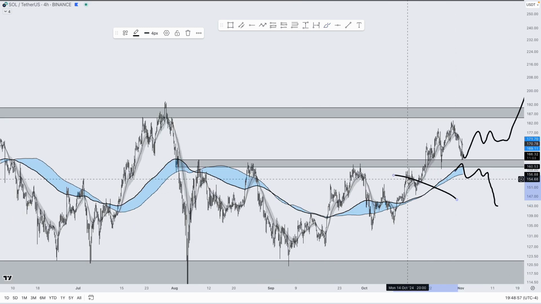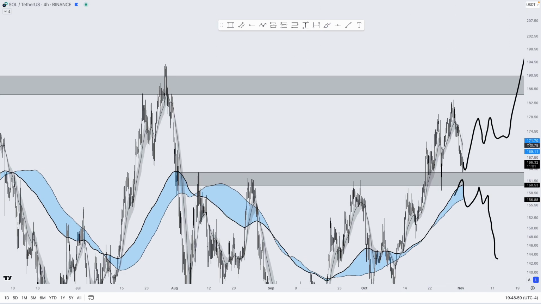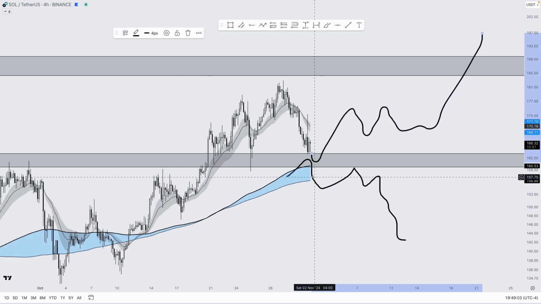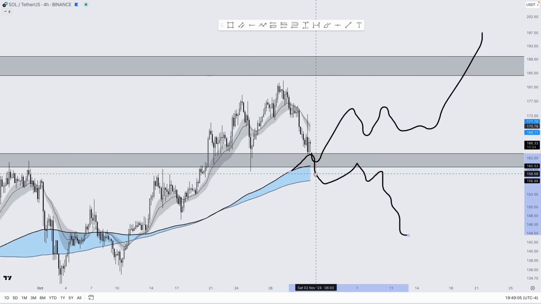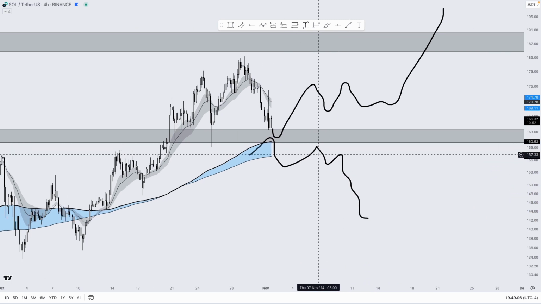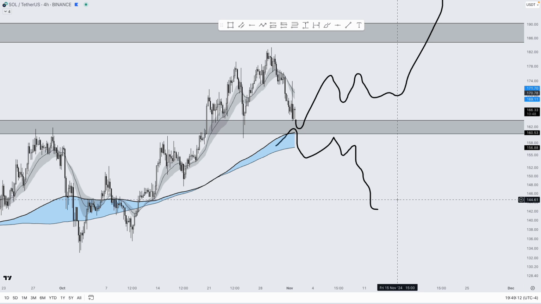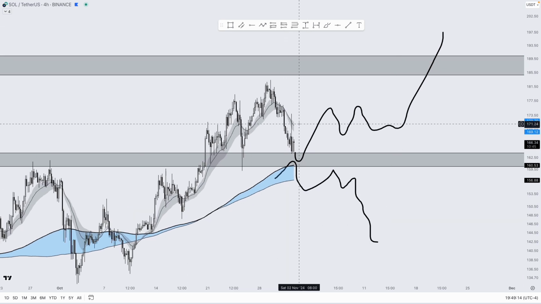4 hour 200s, whoops, let me delete this real quick. 4 hour 200s also confluent. So just need to see this region hold for continuation higher. Breaking down below it, getting below its 4 hour 200s, and acceptance back into the previous range would not look good, and probably see continuation lower from there. So you want to see this area hold.